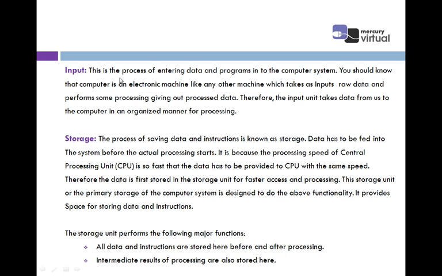First of all, input. This is the process of entering data and programs into the computer system. Means how we can enter the data or program into the computer, that is done by the input. You should know that a computer is an electronic device like any other machine which takes as input raw data, and performs some processing, that is done by the CPU as I told you. Then giving out the processed data, that is done by the output device.